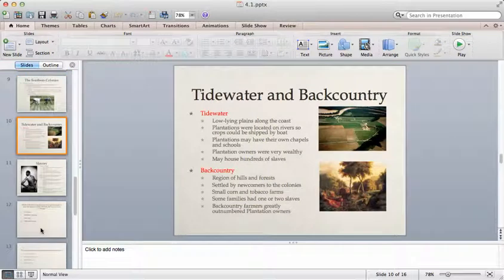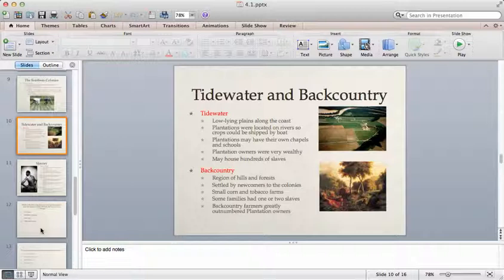Okay, so there are different types of farmland that can be found throughout the South. The first is called tidewater, and there's a picture of that on the top. Tidewater are low-lying plains along the coast. They're usually located on rivers, so crops can be shipped. And this is where you're going to find large plantations. Plantations are large estates owned by rich white people who generally have hundreds of slaves that work the land. So the plantation owners are very wealthy. They can buy not just one or two slaves, but hundreds. And they own so much land that sometimes they have their own schools and chapels on their plantations.